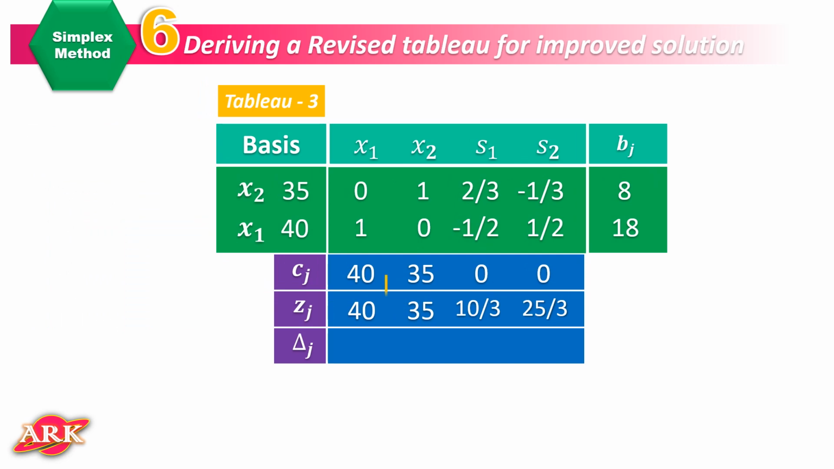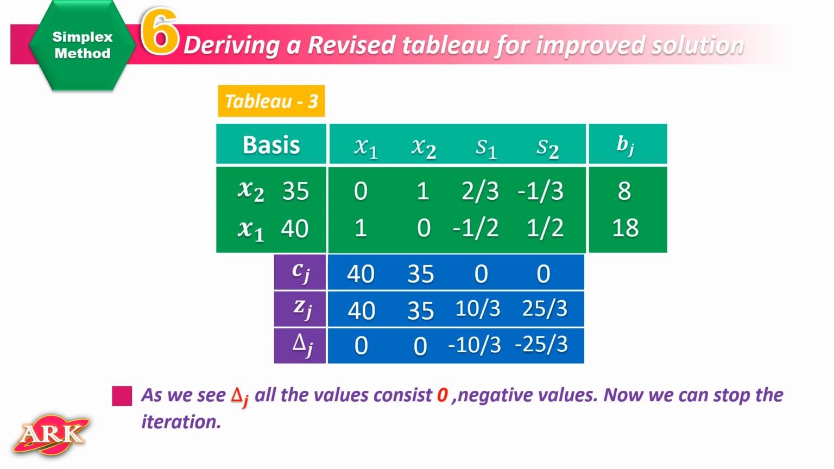Now let's calculate delta J. 40 minus 40 gives us 0. 35 minus 35 gives us 0. 0 minus 10 by 3 gives us minus 10 by 3. And 0 minus 25 by 3 gives us minus 25 by 3. As we see, delta J values are all zeros and negative values. So now we can stop the iteration as per the conditions of optimality testing.